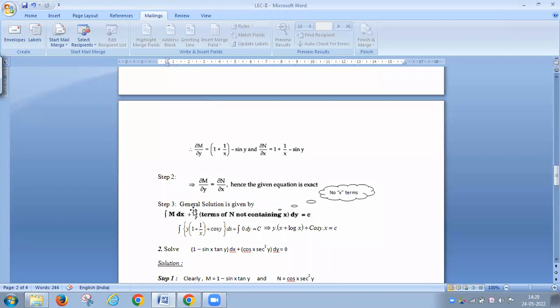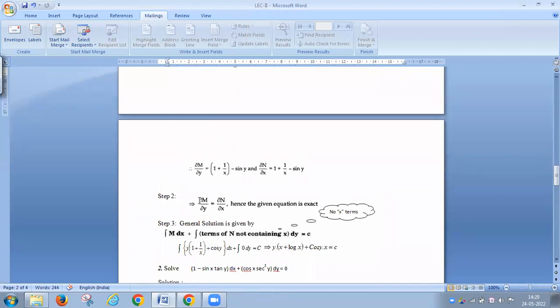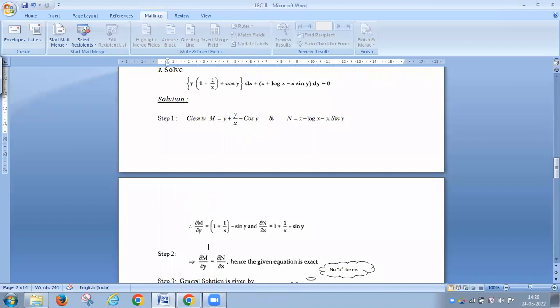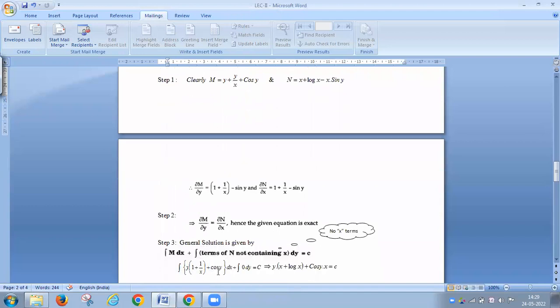If the equation is exact, the general solution is given by the integral of M dx plus the integral of terms in N not containing x dy, or terms in N independent of x dy, equal to some constant c. So we have to consider this M, which is y + y/x + cos y, integral of y + y/x + cos y dx. We have to look at the terms in N not containing x. N is this one, it contains an x term, it contains an x term, it contains an x term. So there are no terms in N which don't contain x, which are independent of x.